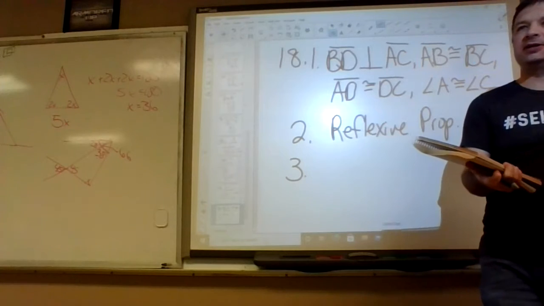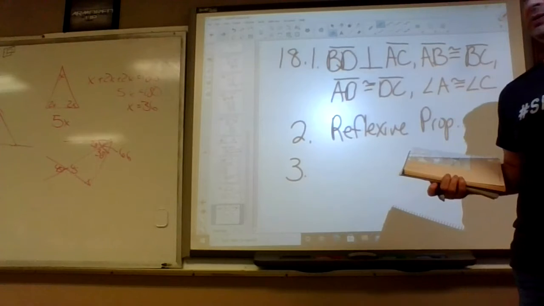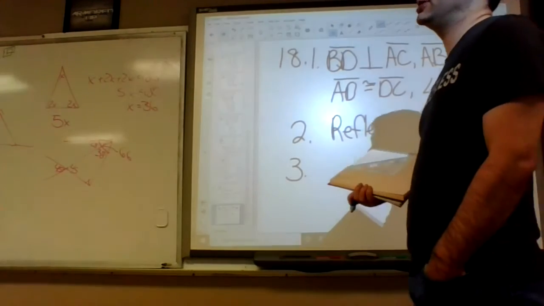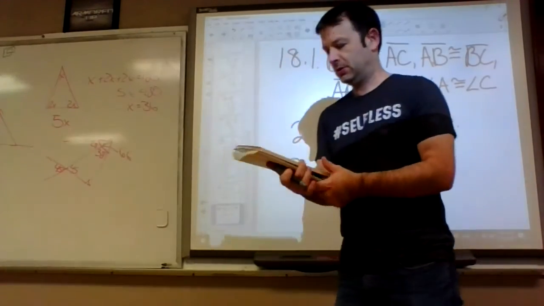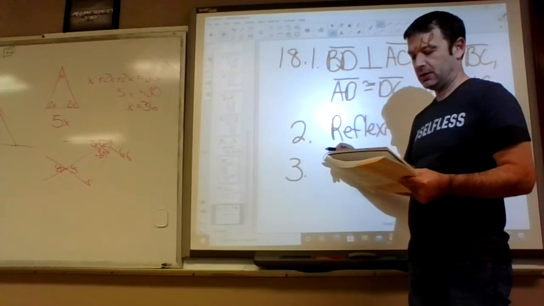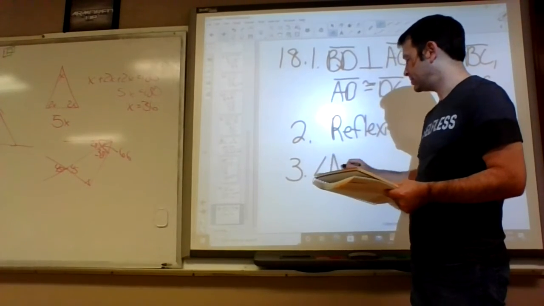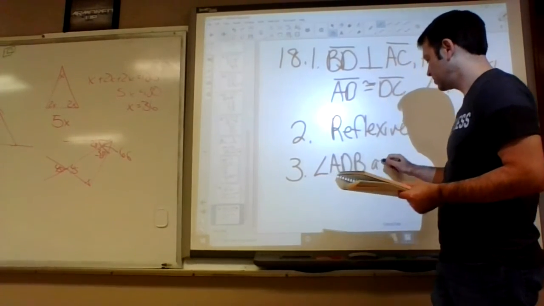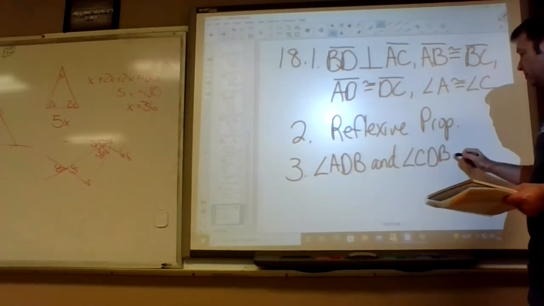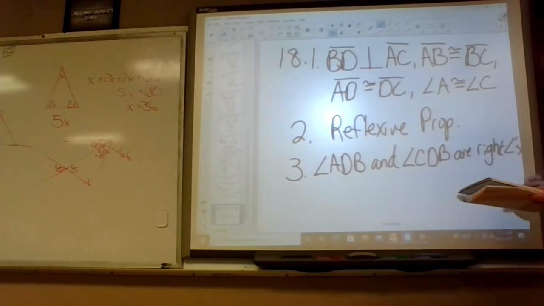What can we say if the lines BD and AC are perpendicular? What does that mean? If those lines are perpendicular, then what do we know? Angle D is not an angle, you've got to be more specific. Angle ADB and angle CDB are right angles.